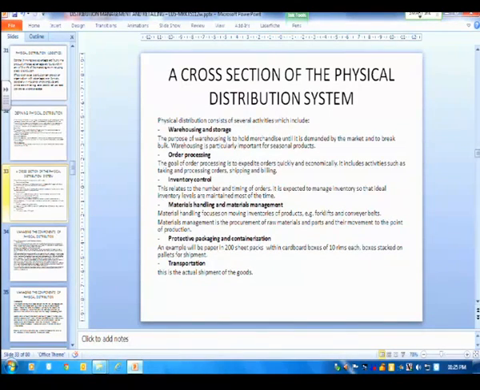The fourth one is protective packaging and containerization. An example would be paper in 200 sheet packs within cardboard boxes of 10 reams each, boxes stacked on pallets for shipment. The last one is transportation. This is the actual shipment of the goods.